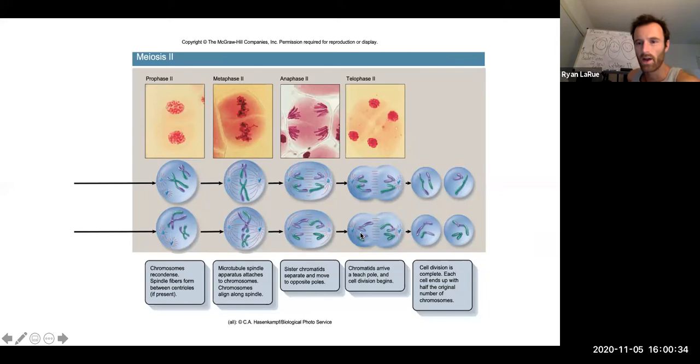And like we just drew out in meiosis two, very similar to mitosis, the sister chromatids separate now. Telophase, nuclei form. We get four cells, each with half the original number of chromosomes. Cool.